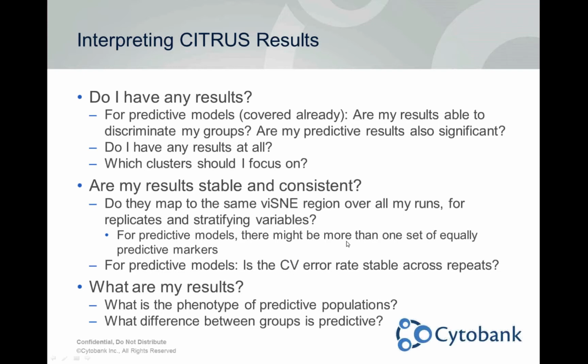And then lastly, after you double check the CV error rate is the same, you have to look at the macro scale. So what are my results? I do have stable results, but what are they? What is the phenotype of the predictive populations? What difference between the groups is predictive? And once you have those, then you convey that information to your audience, your managers, or your lab group.